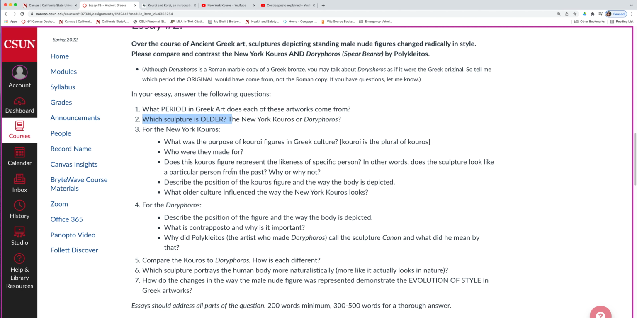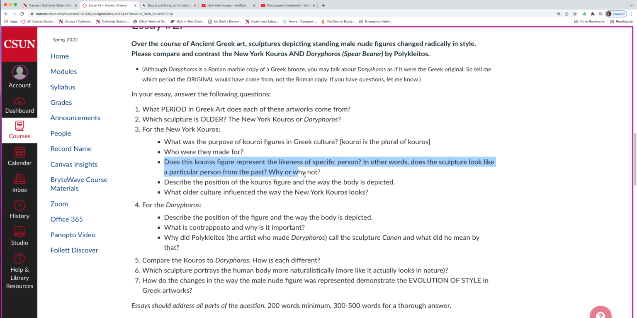And then you've got some questions for each artwork. So for the New York Choros, what was the purpose of chori figures in Greek culture? And chori is the plural of choros. So if you have one, it's a choros. If you have more than one, it's chori. What were they made for? Oh, sorry. Who were they made for? So what was the purpose? Who were they made for?